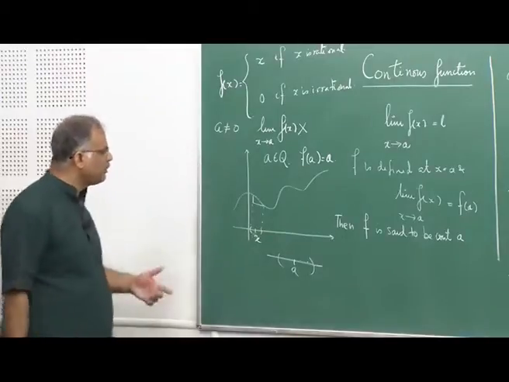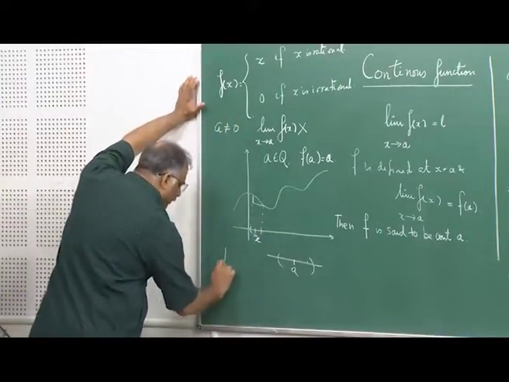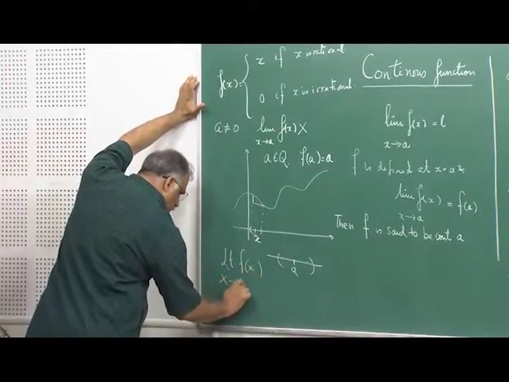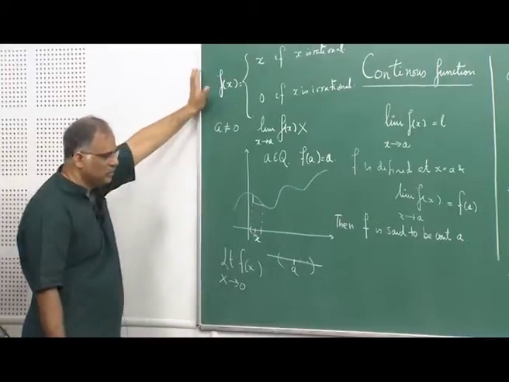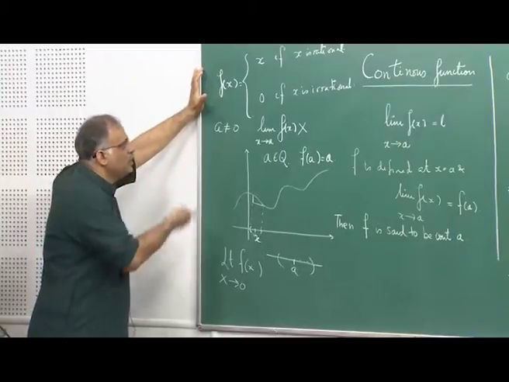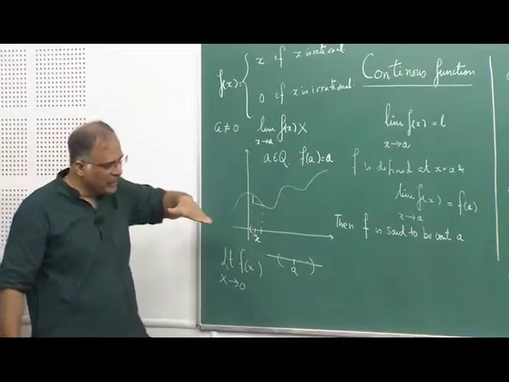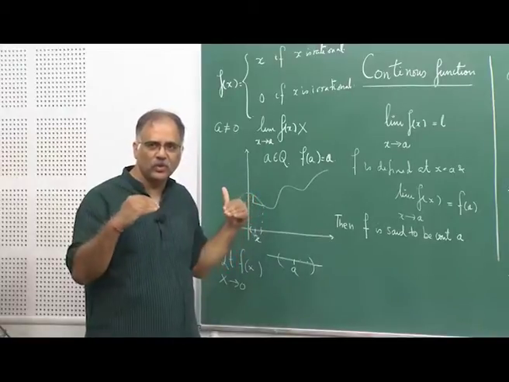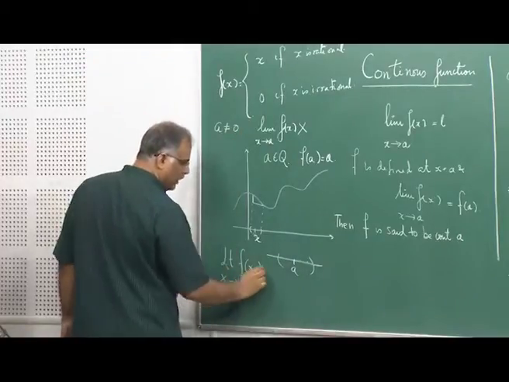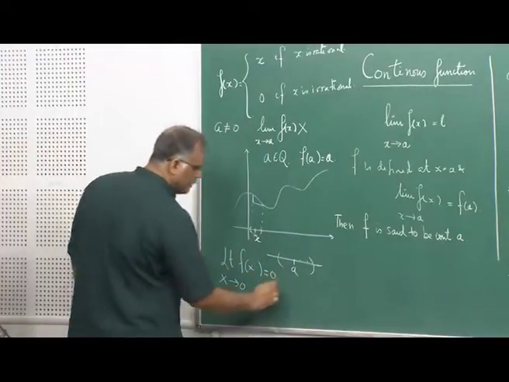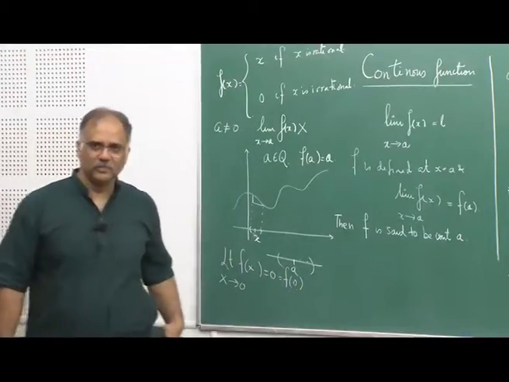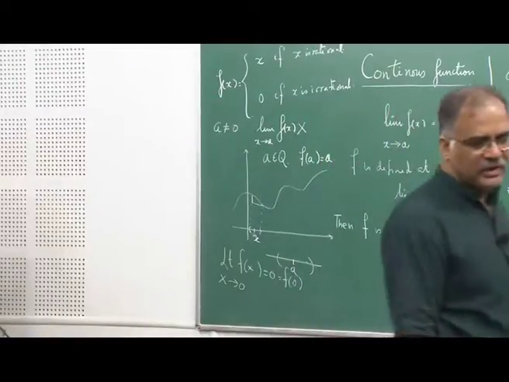But if you take the limit of f(x) when x tends to 0, it does not matter whether x is rational or not rational. If x is not rational, it is anyway 0, but if x is rational, as I go near 0 from both sides, the function value goes towards 0. So the limit of this function at 0 is 0, and this is nothing but f(0), because 0 is a rational number, because f(x) is equal to x if x is rational.